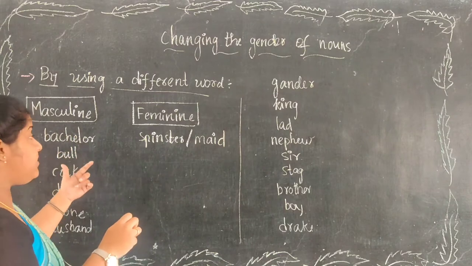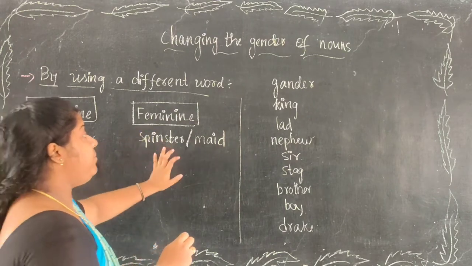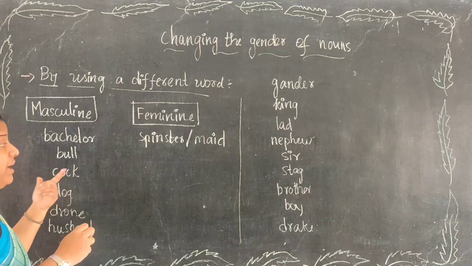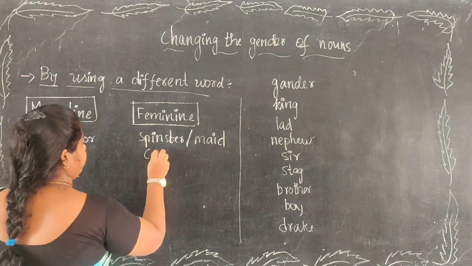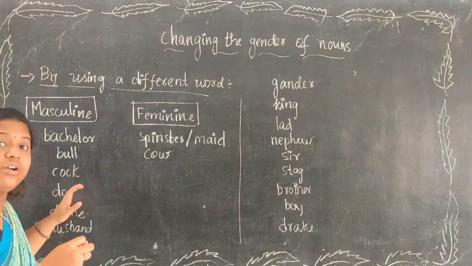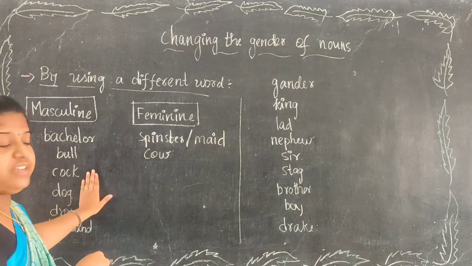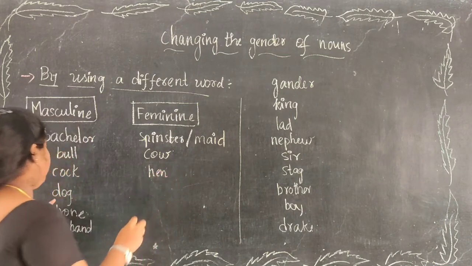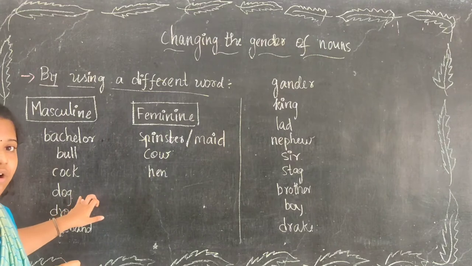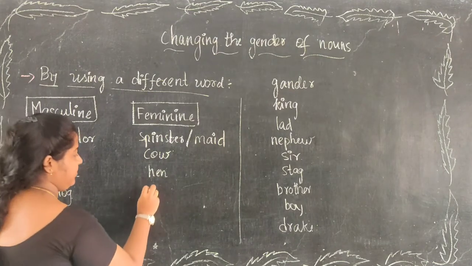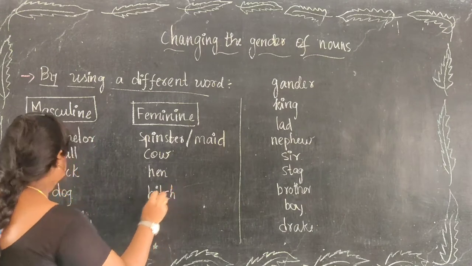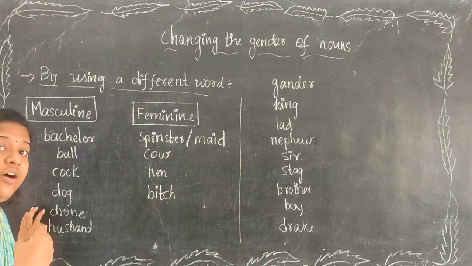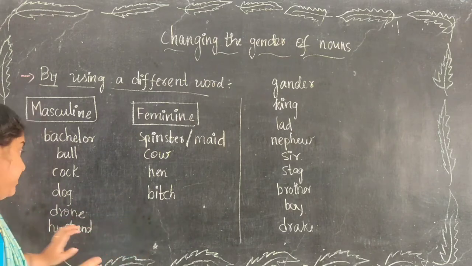Bachelor is used in the masculine and spinster in the feminine. And then bull, in the feminine it is cow. Cock, in the masculine, and in the feminine it is hen. Dog is masculine, and feminine is bitch. And then drone, the male bee, and in the feminine it comes under bee.